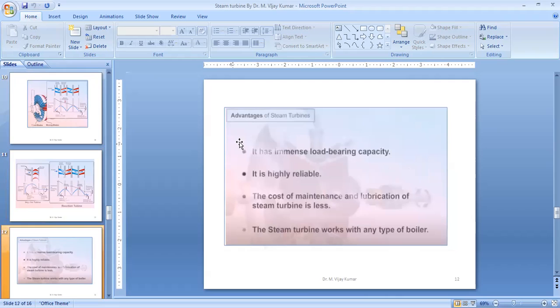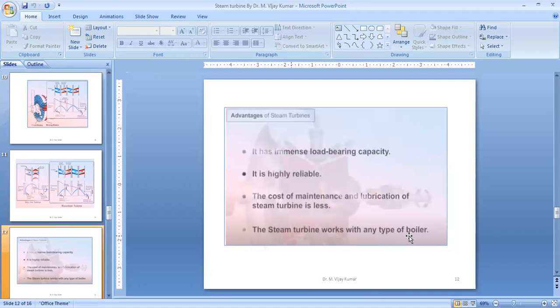Next, advantages of steam turbine. It has an immense load bearing capacity. These power plants are highly reliable. The cost of maintenance and lubrication of the steam turbine is less. The steam turbine works with any kind of boiler. Whatever kind of boiler you bring, the steam turbine will start functioning.